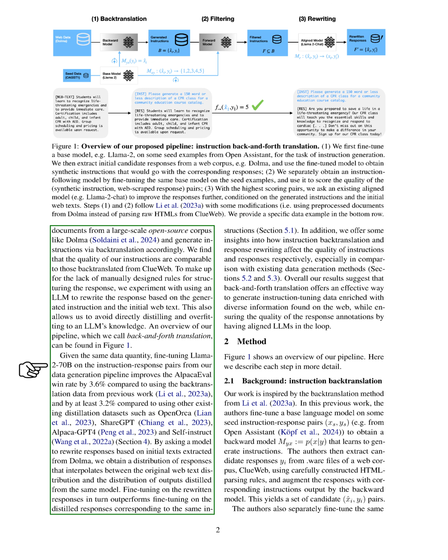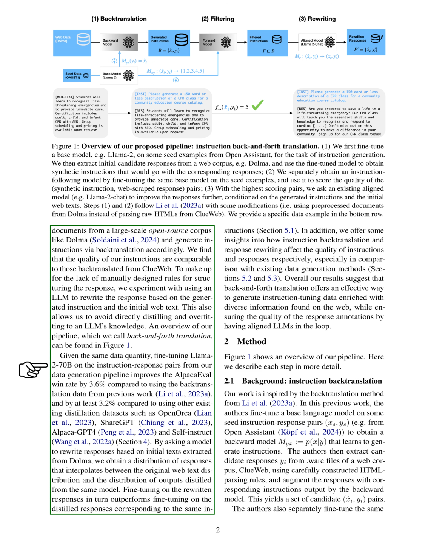To address the absence of manual structuring rules, we experiment with using an LLM to rewrite responses based on the generated instructions and the original web text. This approach helps us avoid overfitting to an LLM's knowledge. We present our pipeline, termed back-and-forth translation, and demonstrate that fine-tuning the Llama 2 70B model on our instruction response pairs improves performance compared to previous back translation data and other distillation datasets.